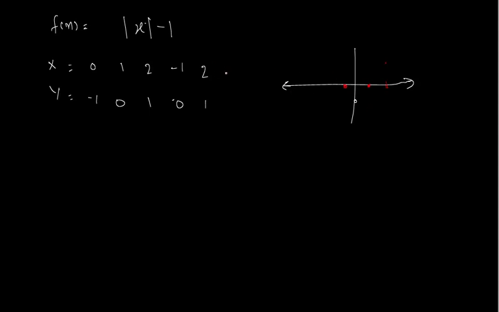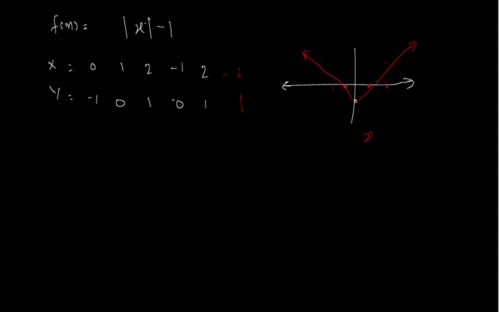If you want, you can take minus 2 also. If you substitute minus 2, modulus will be 2, and 2 minus 1 is 1. So for minus 2, I'm getting height as 1. So if you notice what is happening, just join all these points. So this is the graph of modulus x minus 1.